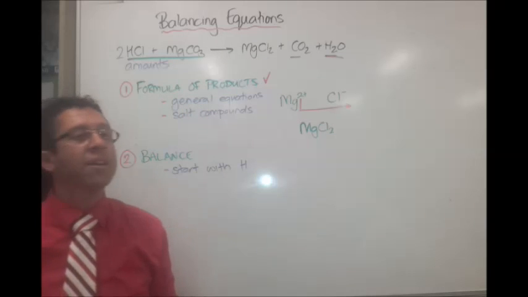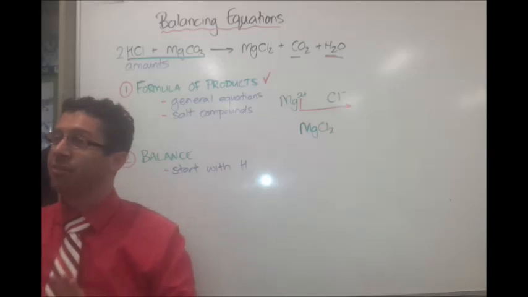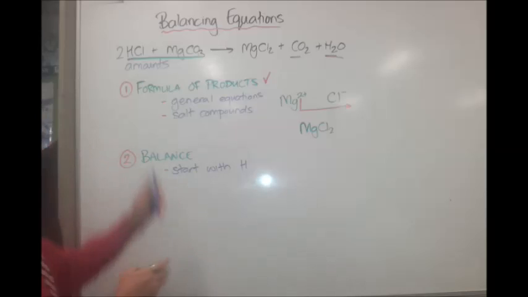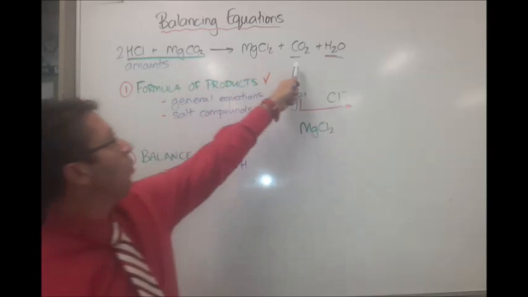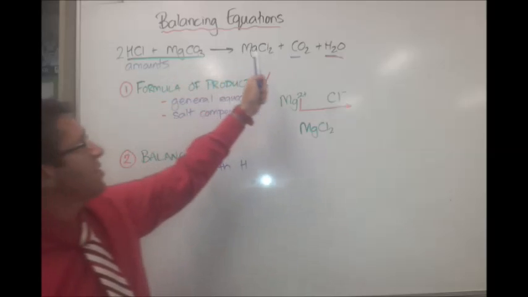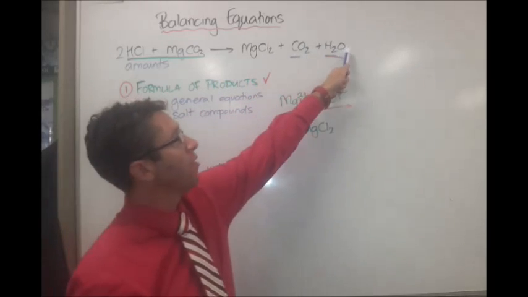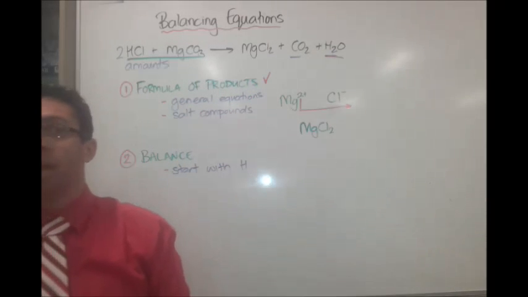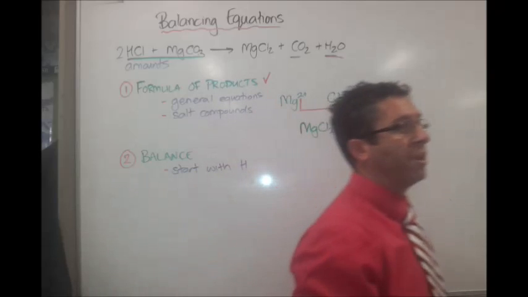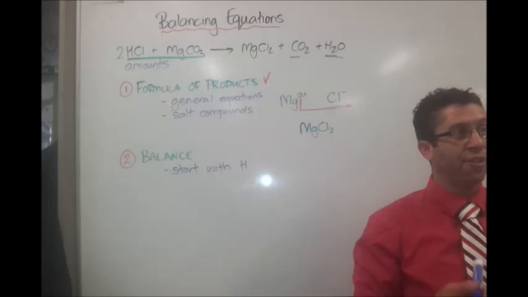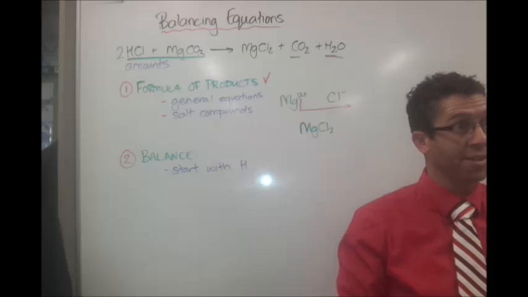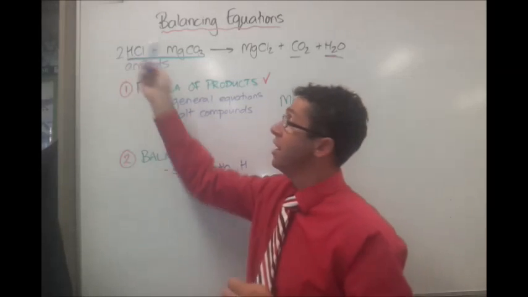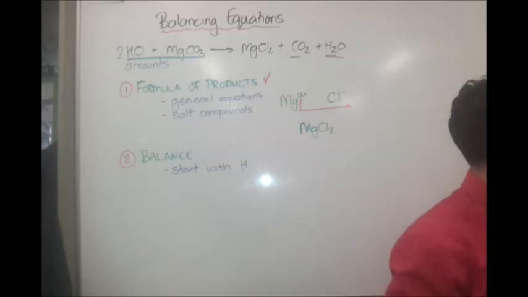Then I just be a careful accountant, as it were, and check everything else balances. 1 magnesium, 1 magnesium. 1 carbon, 1 carbon. 3 oxygens. 1, 2, 3. So we're good. And I think that's the thing I'd probably stress to you the most, is be a careful accountant. Make sure both sides do actually balance. Don't just assume because you double the hydrogens, everything else works.